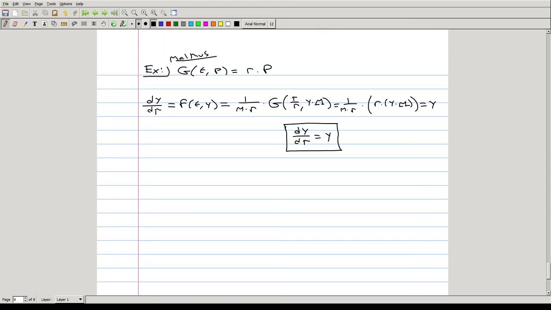So for instance, the solution to an ODE of this form is going to be that y is equal to y naught times e to the tau, and this is the non-dimensional solution. When you plug in the dimensional solution, this reduces to p is equal to p naught e to the rt.